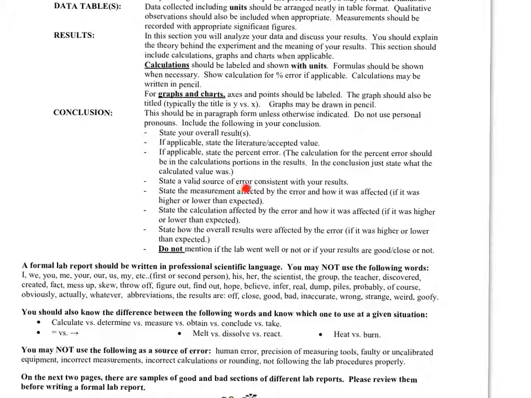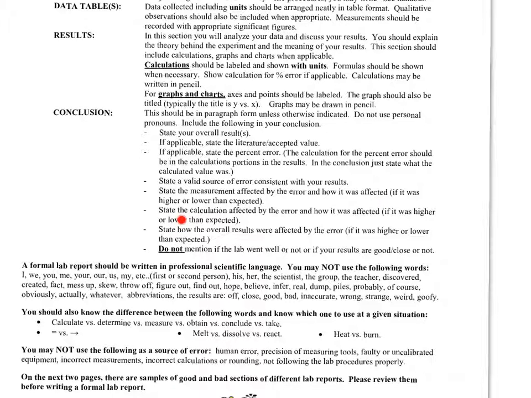Next, you need to state a valid source of error consistent with your results. So if your results were higher than they should be, then you need a source of error that makes them higher, not lower. And then you state which measurement was affected by that error and how it was affected. Was it higher or lower than expected?